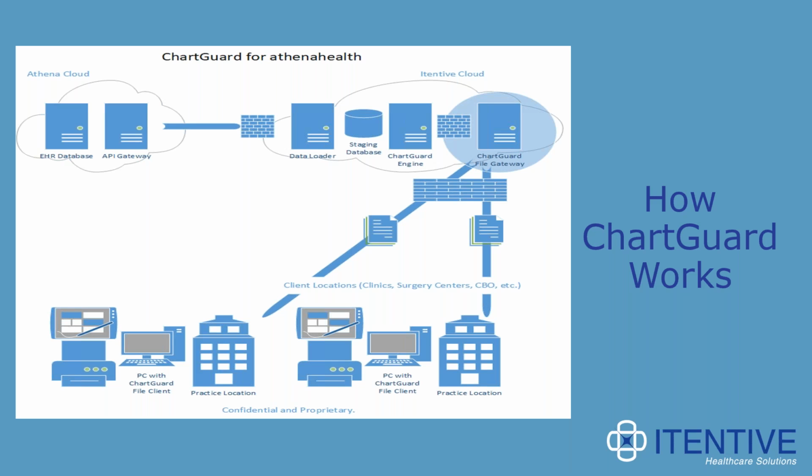So in looking at the diagram here, we'll see the Athena cloud. This is basically where your data is hosted for Athena. It is part of the setup for ChartGuard. We'll work with you. You'll grant us access to your data, and the data will be pulled into the Iten cloud, which is in the upper right of the picture. And the Iten cloud will take that several days worth of patient data, we'll cull it down to the data that you need for an outage, and we'll work with you to define what that means.